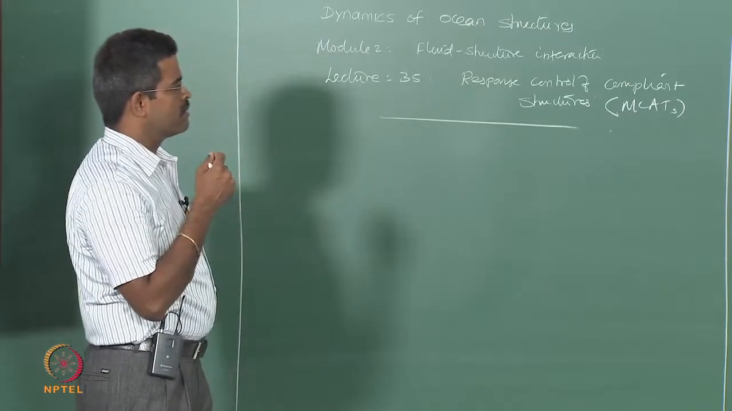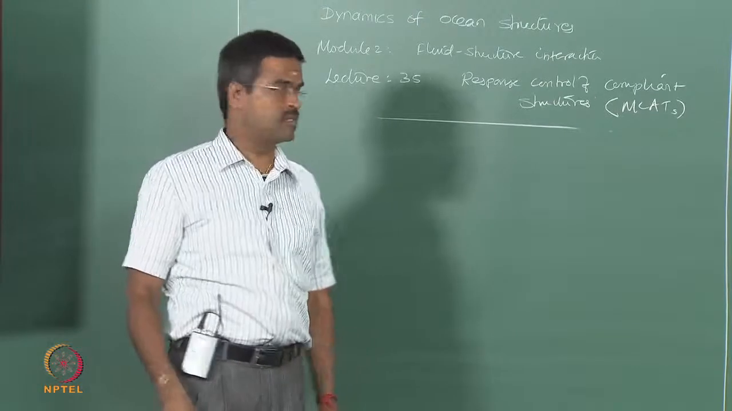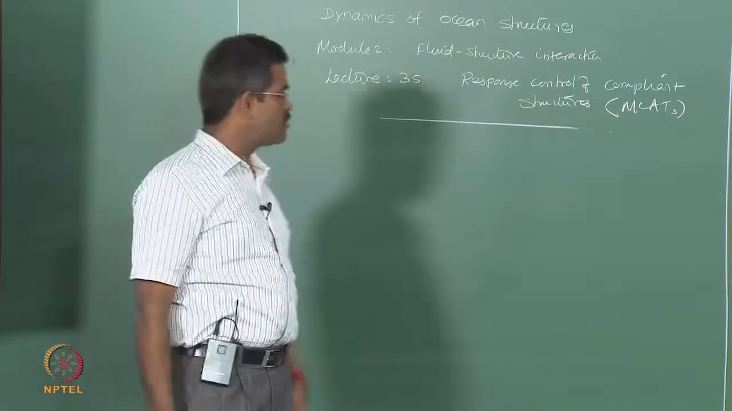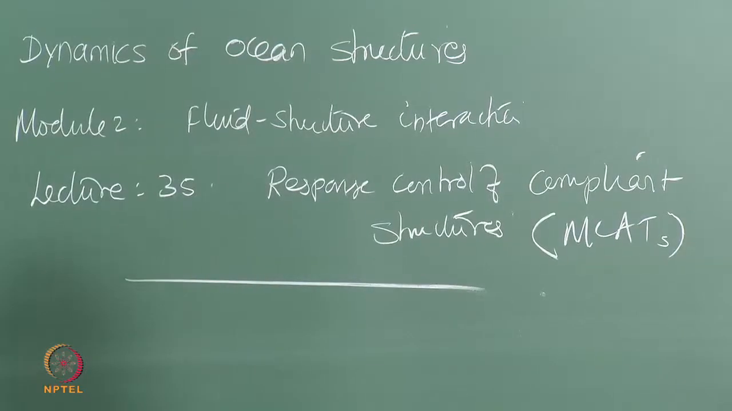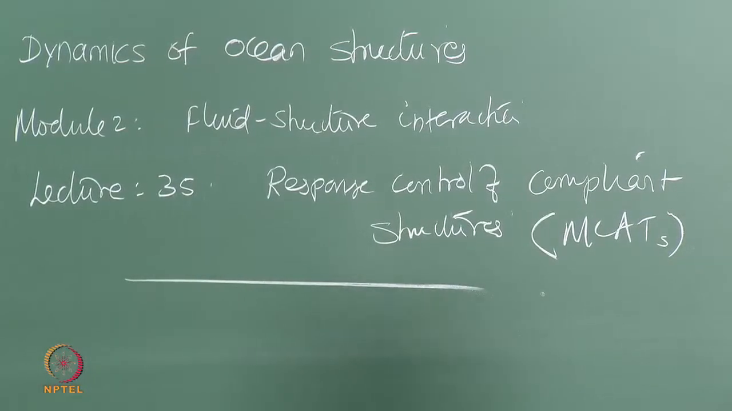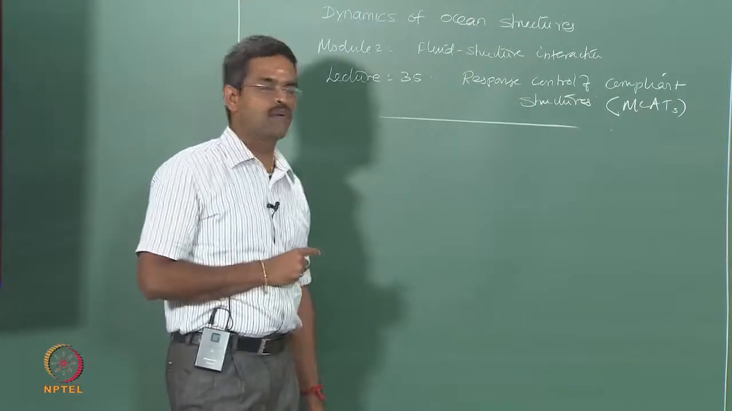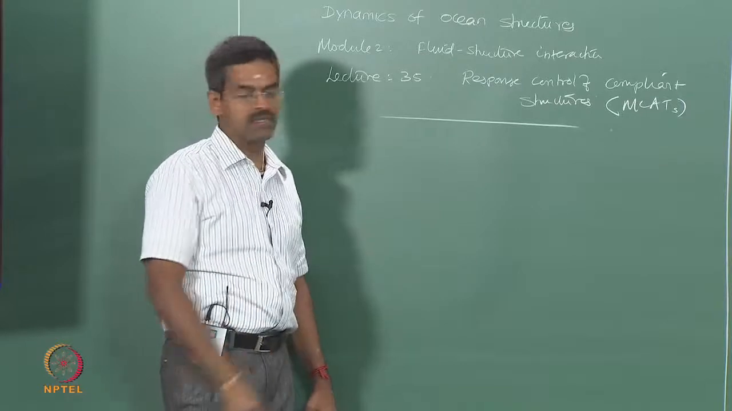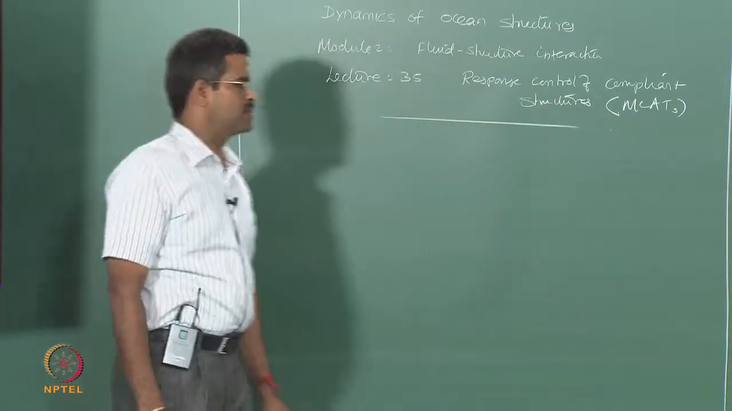clearly that researchers have shown in the recent past that response control of MLAT is mandatory, because they give a lot of excitation to the top side. If you are able to control the response to some extent, then one can improve the usage, functionality and operability of these towers, not only by having multiple legs but also by having response control systems.